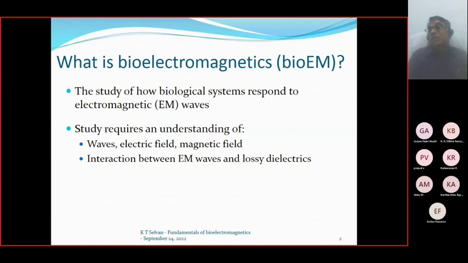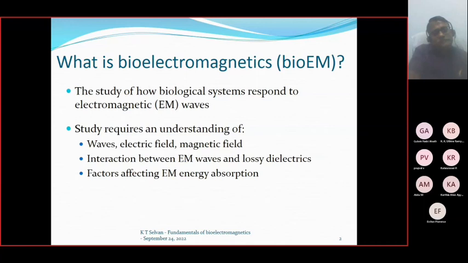Because when we talk of biological systems, we undertake scientific studies by modeling these systems in terms of materials. Materials whose electrical characteristics match closely with that of actual biological systems. Therefore, dielectrics and lossy dielectrics, lossless dielectrics, conductors. So these are the materials which are used to model such systems. Therefore, we need to understand how electromagnetic waves interact with such materials. And we also have to look at the factors that affect electromagnetic energy absorption by biological systems. So these are the aspects on which I hope to be able to give some ideas.